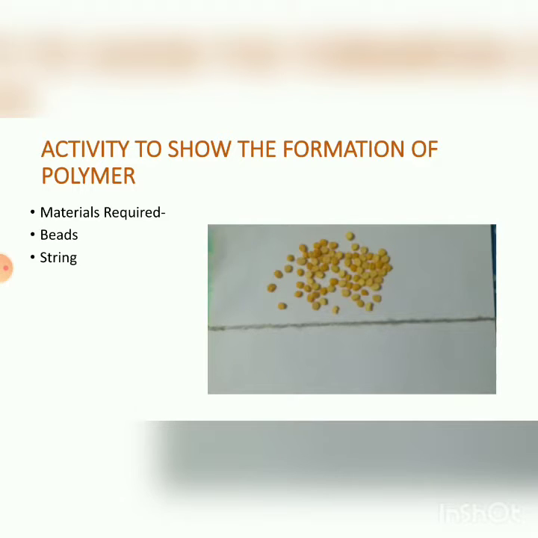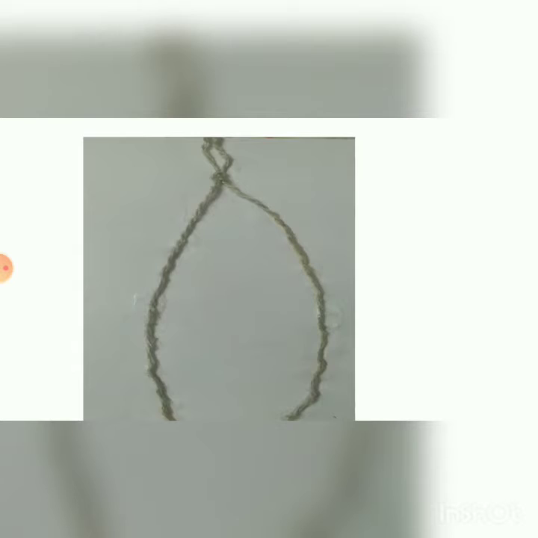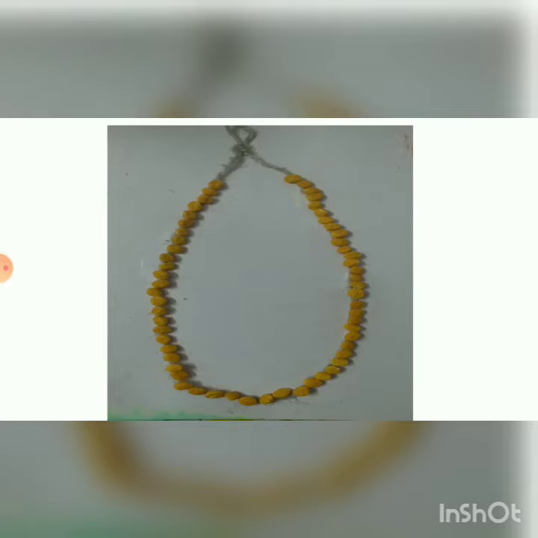If you remember, children, in my previous module, I told you about the formation of polymer by using the monomers. So for performing this activity, we can use beads, or even the chana dal which I have used over here, and we need a string. So these are the materials which we require. I have taken this string, and now you can see, children, I have arranged on this string these seeds of chana dal one by one.